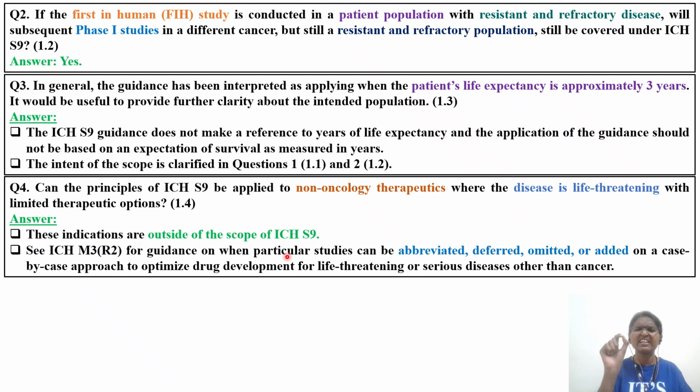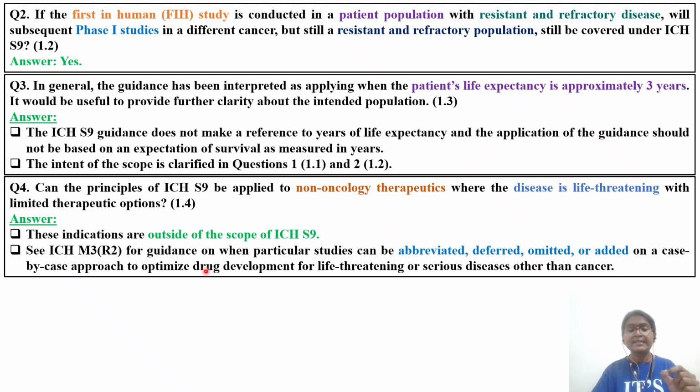Yes, because S9 very clearly states that this guideline is applicable only to patients who have cancer, where the cancer is not responding to any existing treatment, is refractory, relapsing, and life threatening. Patient survival is less than a couple of months: 3 months, 6 months, 9 months, like that.